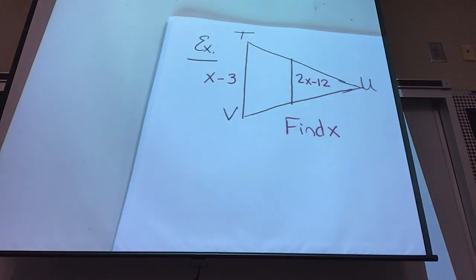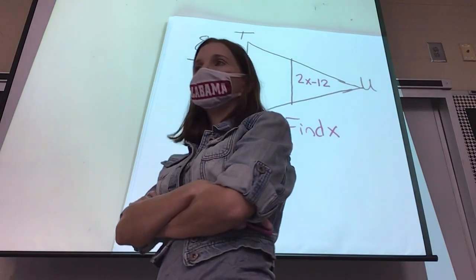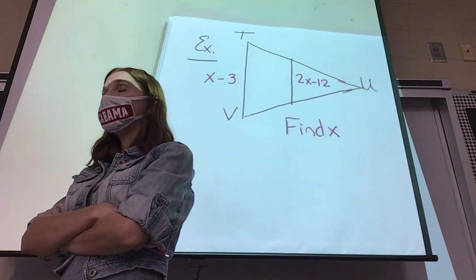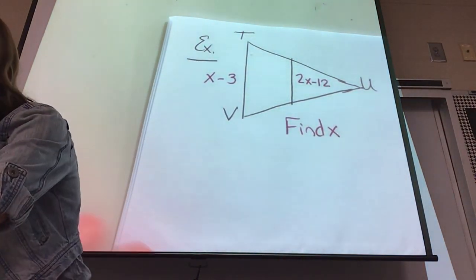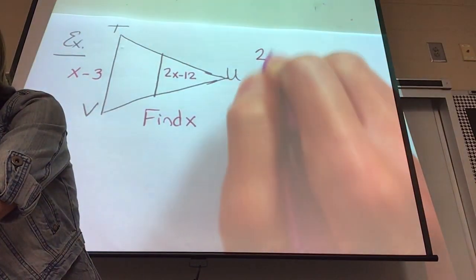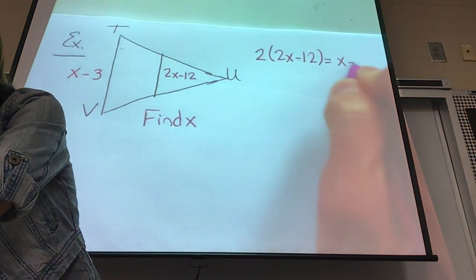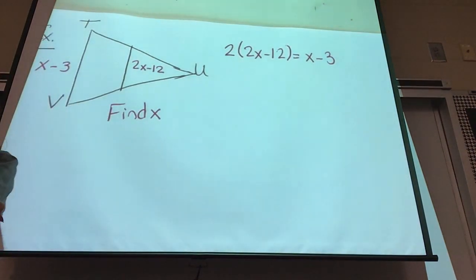Okay, is everybody finished? Okay, what did we get for x? 7. Did everybody get 7? Okay, what was your problem? And I'm only asking for the problem. How did you set it up? 2 times 2x minus 12 equals the x minus 3. Now, could you have done the 1/2? Yeah. We still got the same answer? Yes.